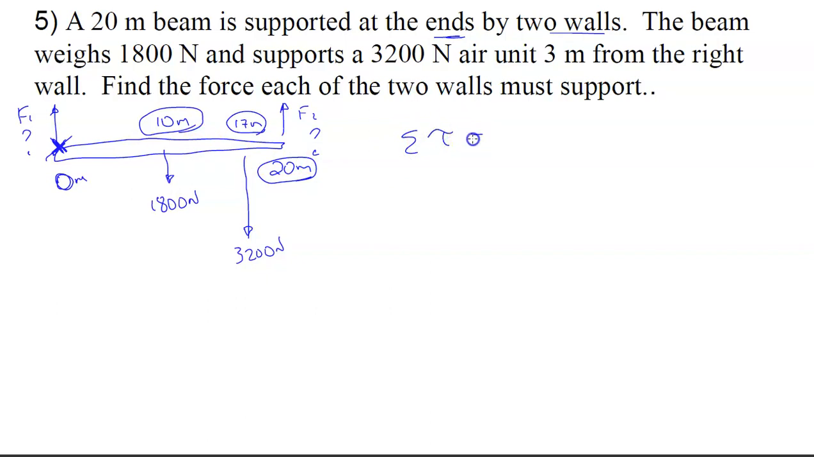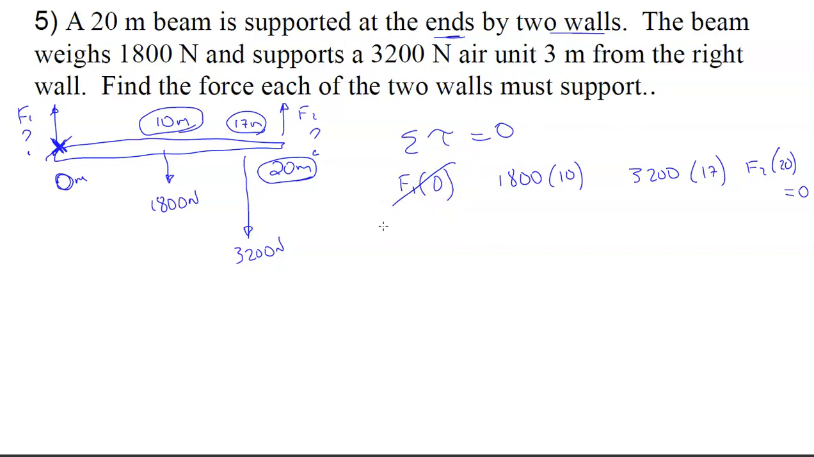Sum of the torque equals 0. And I have 1, 2, 3, 4 forces, so I'm going to have 4 torques. F1 times 0, 1800 times 10, 3200 times 17, and some unknown force F2 acting at 20, and together all of that's going to be 0. F1 times 0 is 0.